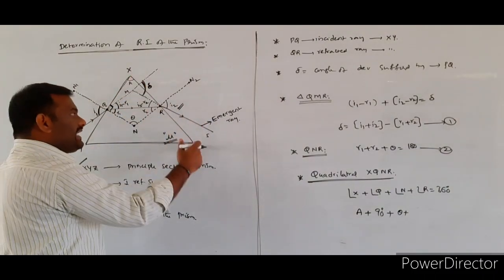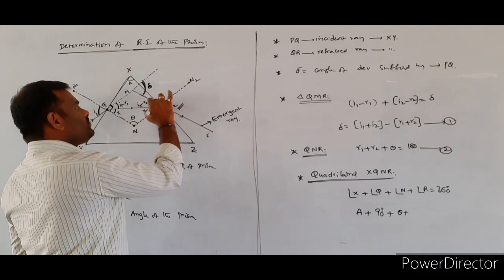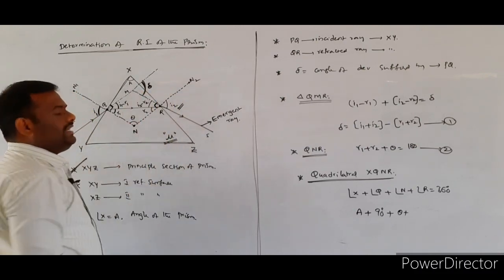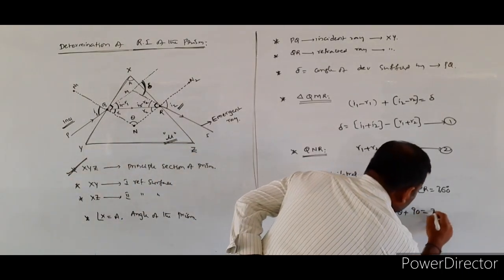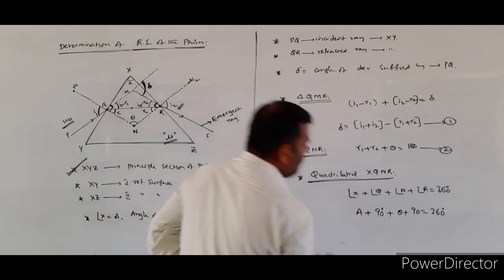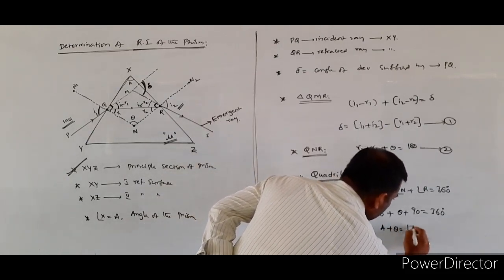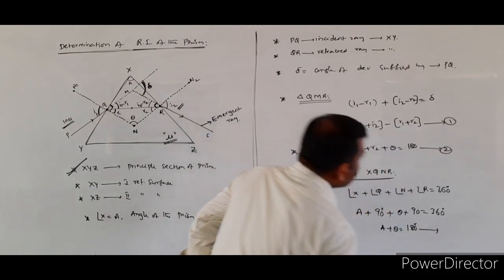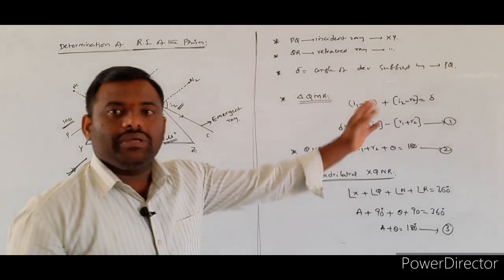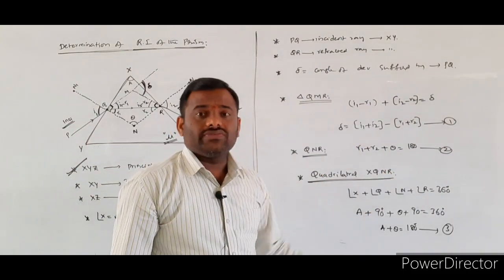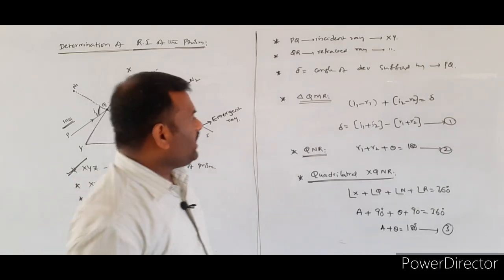Next, angle at R is needed. For the surface XZ, again N2 will be the second normal, so the angle at R is equal to 90 degrees. That is equal to 360. From this, I will write A plus theta is equal to 180 degrees. 90 plus 90 is 180, and 180 will go to the right side. 360 minus 180 is equal to 180.